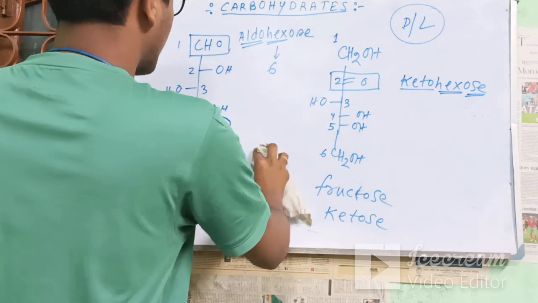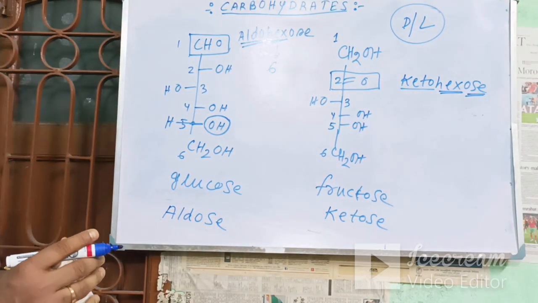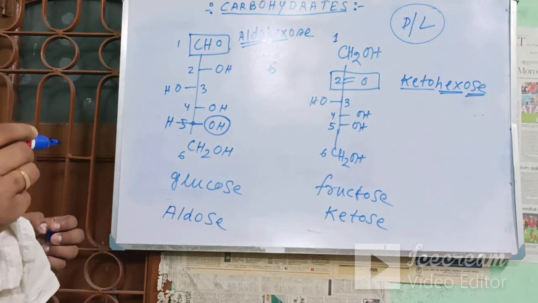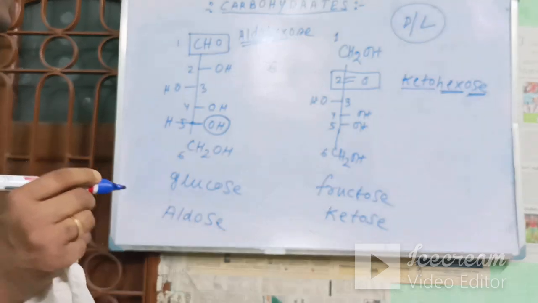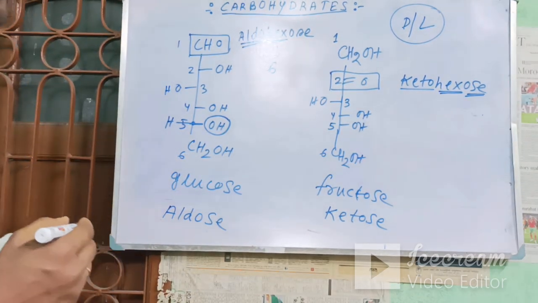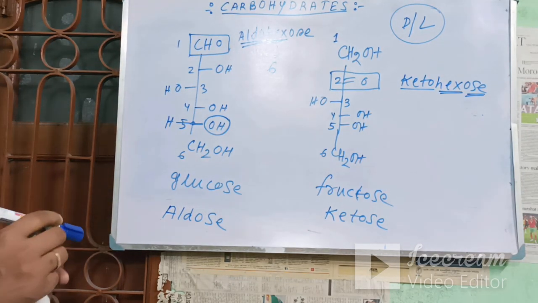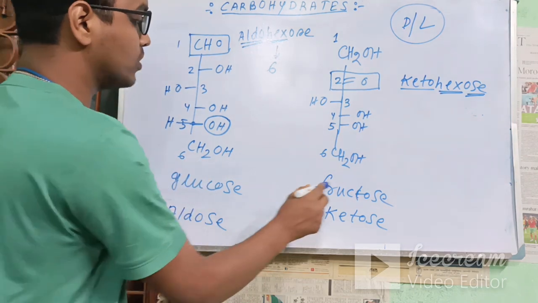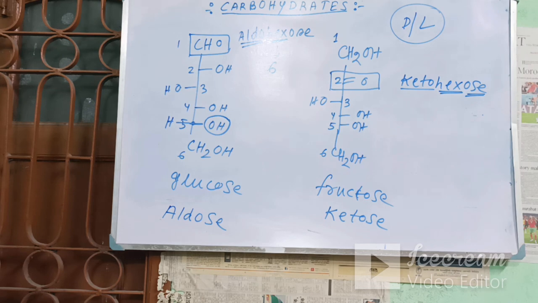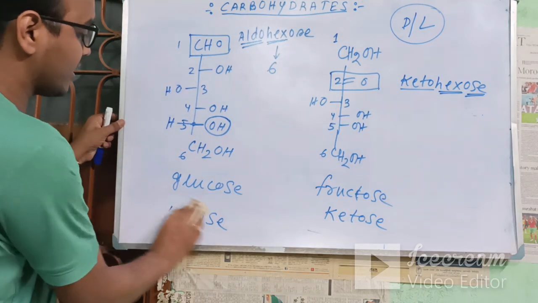One thing more I have to add, that all naturally occurring monosaccharides are D form, like D-glucose, D-mannose, D-fructose, and so on. So this is the basic information we have to know to classify the carbohydrate.